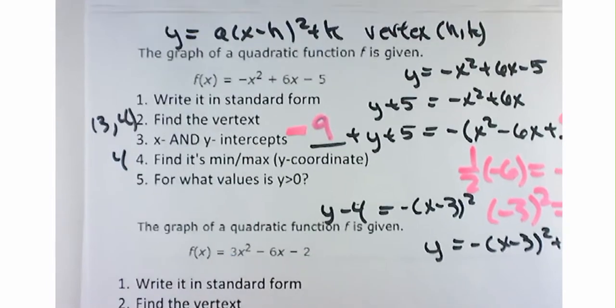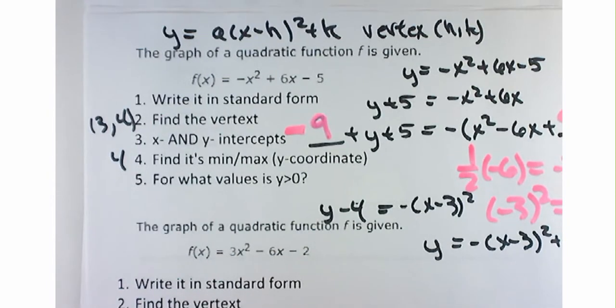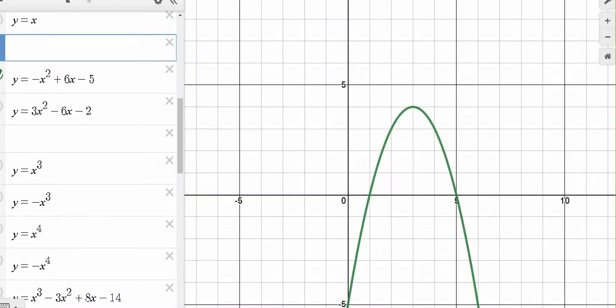For what values is this greater than 0? Let's actually look back at the graph here real quick. This graph's going to open down. It's going to be greater than 0 for the x's between 1 and 5. So 1 comma 5.